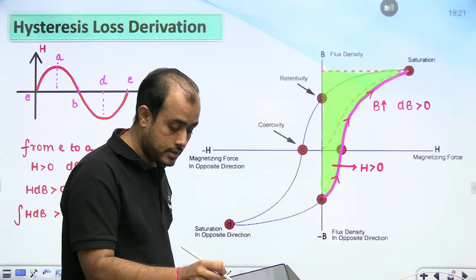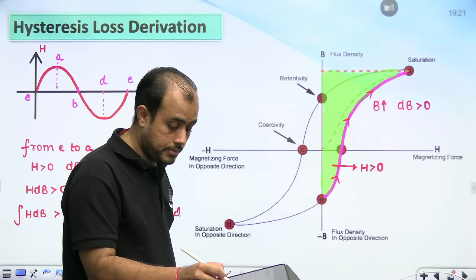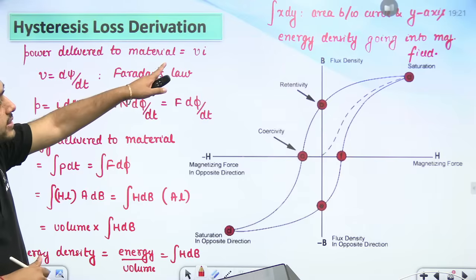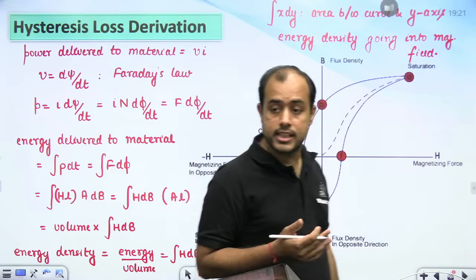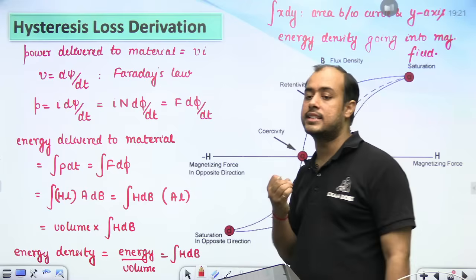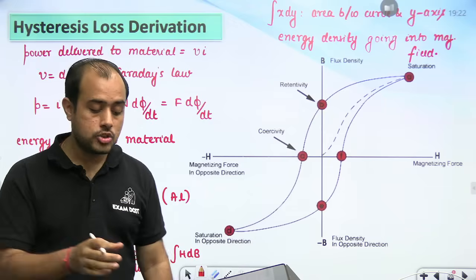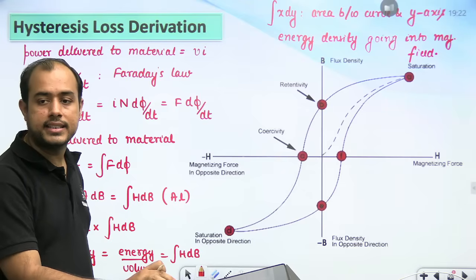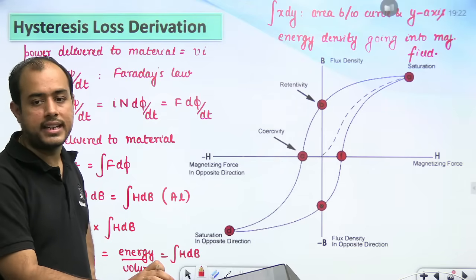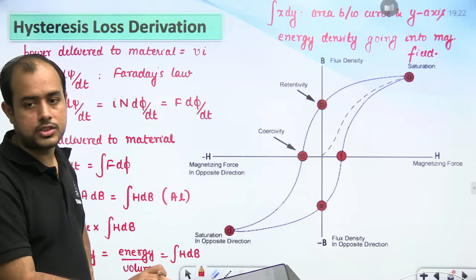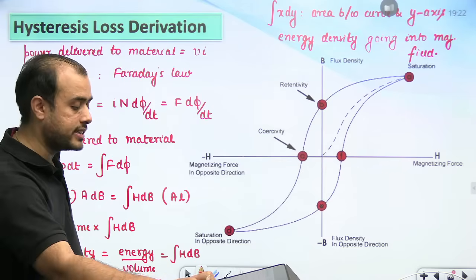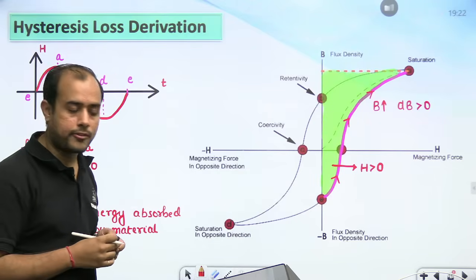Energy absorbed by material. Energy absorbed by material. मटेरियल आपका एनर्जी एब्जॉर्ब कर रहा है क्योंकि दिस इज द एनर्जी गोइंग इनटू द मैग्नेटिक फील्ड. तो इफ दिस इज पॉजिटिव इट मींस मैग्नेटिक फील्ड टेक्स एनर्जी फ्रॉम द सोर्स. ये एनर्जी वो है जो मैग्नेटिक फील्ड में जाती है. तो अगर ये पॉजिटिव आ रही है इसका क्या मतलब है कि मटेरियल सोर्स से एनर्जी ले रहा है और यू कैन से मैग्नेटिक फील्ड टेक्स द एनर्जी फ्रॉम द सोर्स. इज दैट क्लियर? तो मैग्नेटिक फील्ड सोर्स से एनर्जी ले रही है. बात समझ में आ गई? तो दिस एरिया इज द एनर्जी एब्जॉर्ब फ्रॉम द सोर्स.